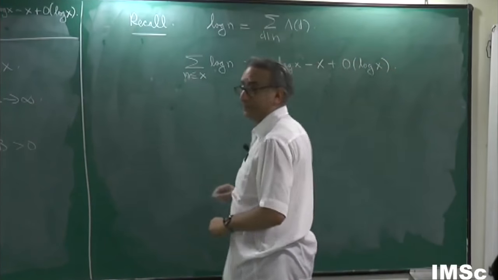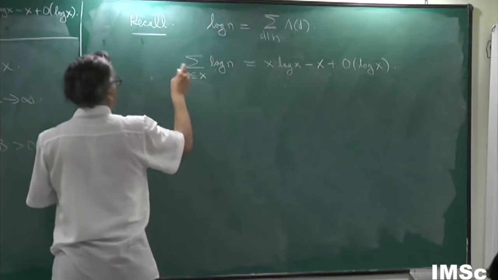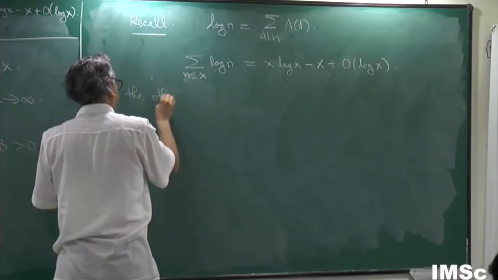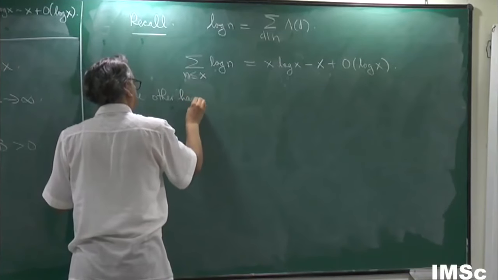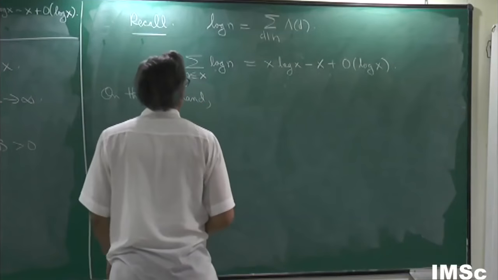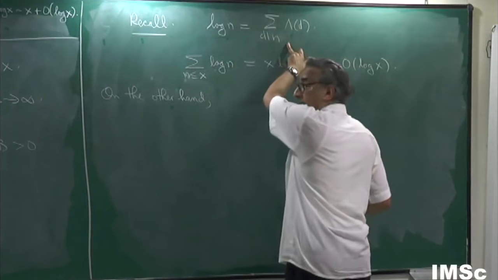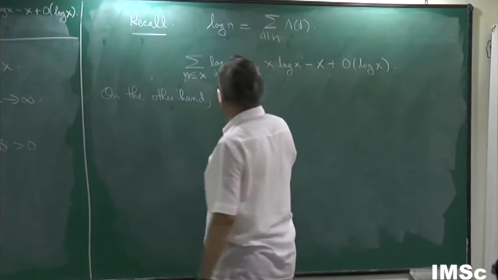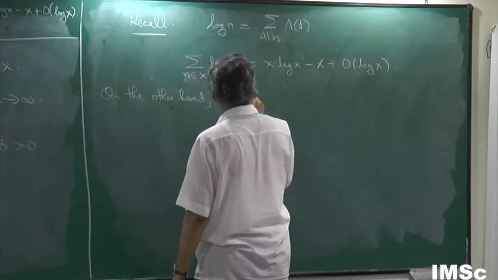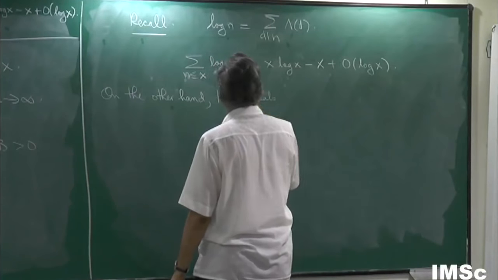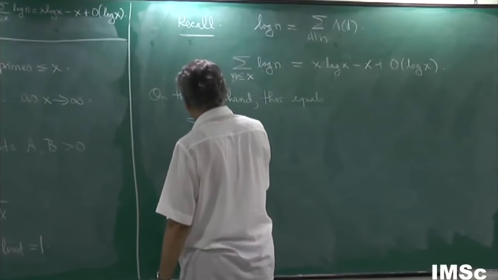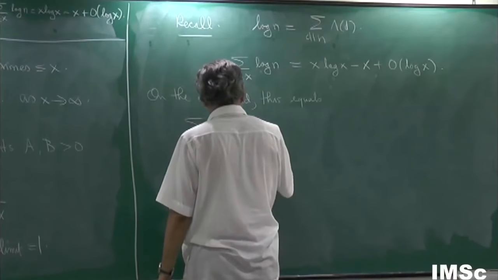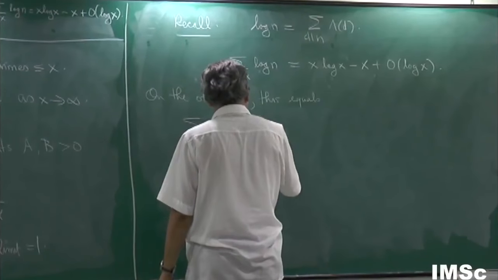So we know that. On the other hand, we know that log n is this. Therefore, we put that in here. This equals the summation over n less than x, summation over d dividing n of lambda d. Put it in there.